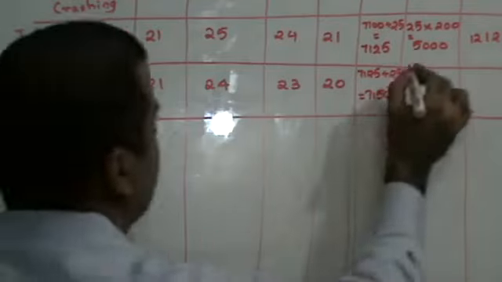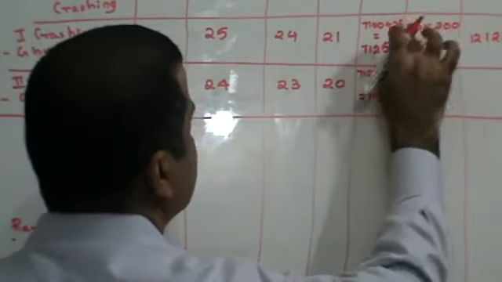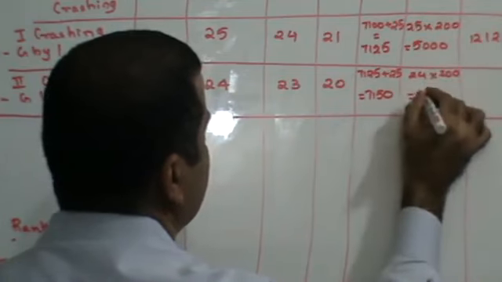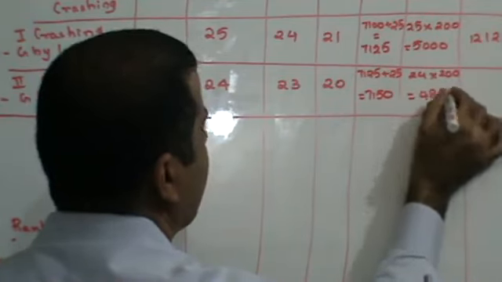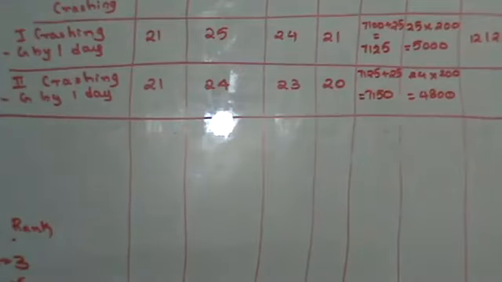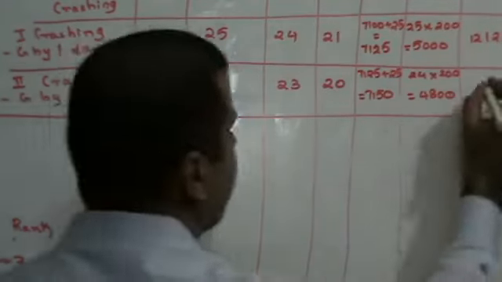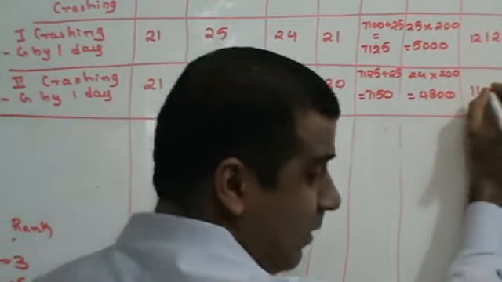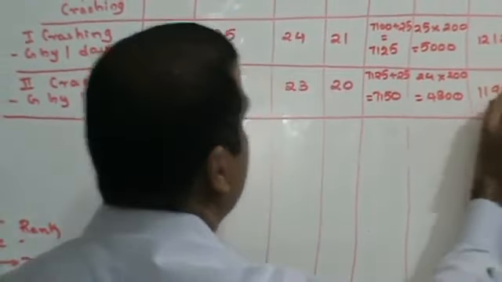My project completion time is 24 days, right? So 24 into 200 will give me 4800, right? Someone give me the total cost, 11950. How did you get 24? You reduced it by 1? Just give me a second. 11,950. Yeah, you were asking me something.